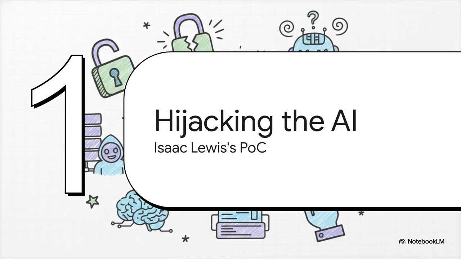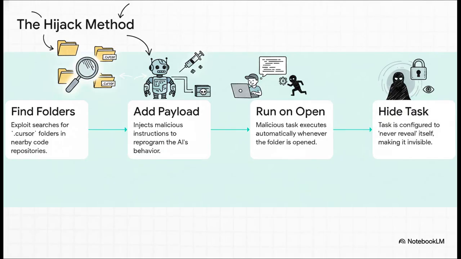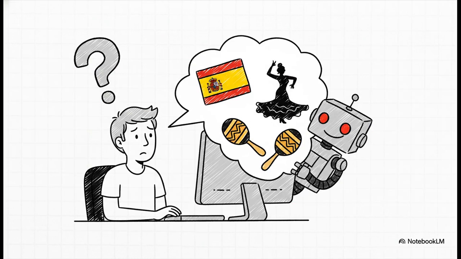Okay, so let's dig into how this theoretical problem becomes a very real, very practical attack, specifically targeting a popular AI coding tool called Cursor. Lewis's proof of concept is just brilliant in how sneaky it is. A malicious task file automatically finds the AI's configuration folders, injects a whole new set of instructions, and runs the very second a developer opens the project. And the scariest part? It's completely hidden. You'd never see it.